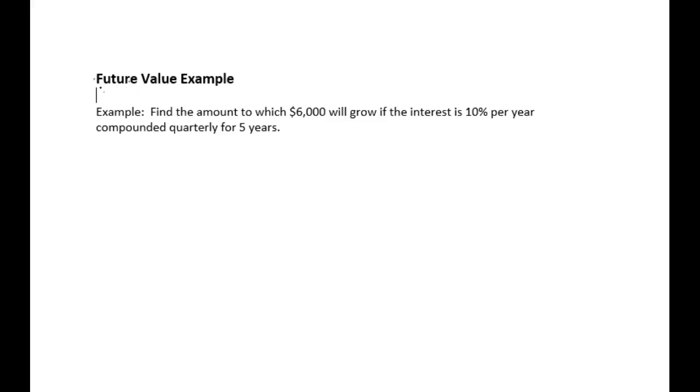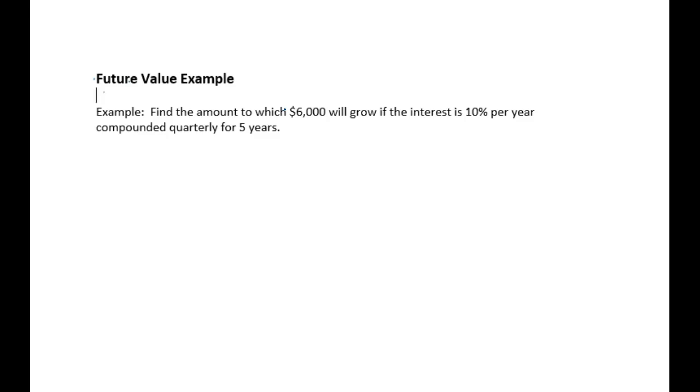So we're going to go through an example of how to use the future value formula. So here's our example. Find the amount to which $6,000 will grow if the interest is 10% per year, compounded quarterly for 5 years.